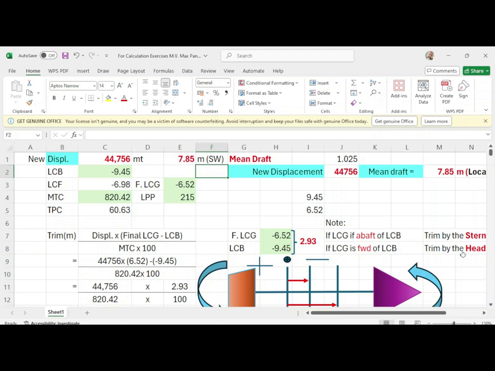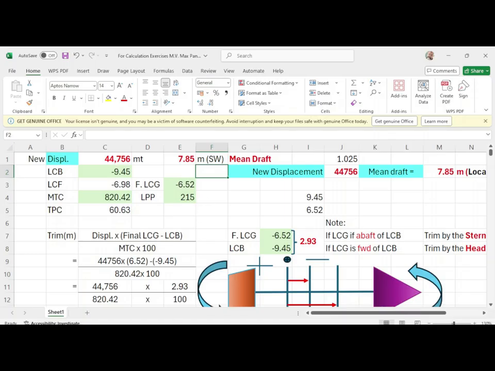We are now looking for the chip trim. Take note, guys, that your final LCG is 6.52. So, where can you find this LCG? Final LCG, okay?